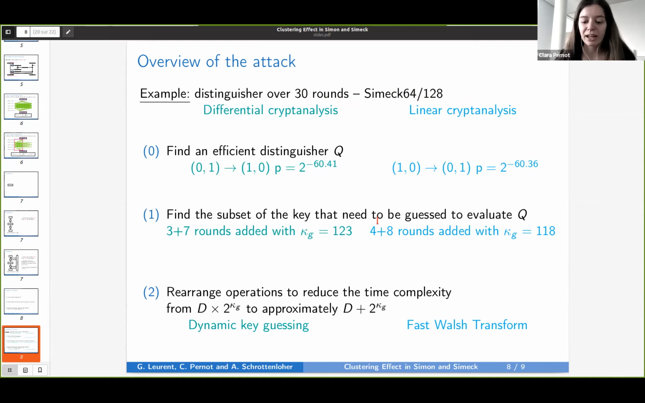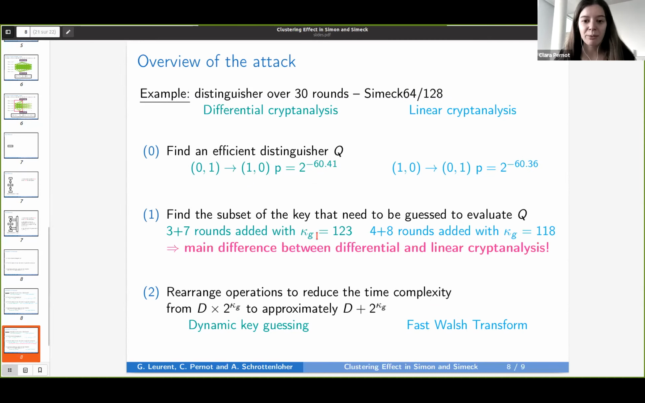However, for step 1, the differential and linear cryptanalysis are really different, because for differential cryptanalysis, we are able to add 3 rounds before and 7 rounds after by guessing 123 bits, while for linear cryptanalysis, we are able to add 4 rounds before and 8 rounds after by guessing only 118 bits. So the linear attacks will be more efficient than the differential attacks.